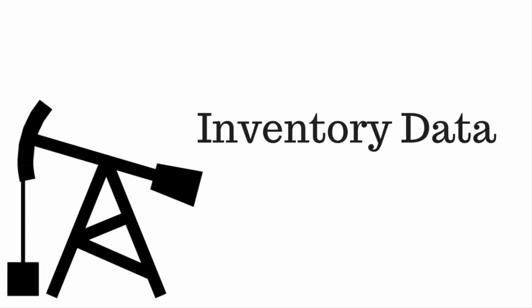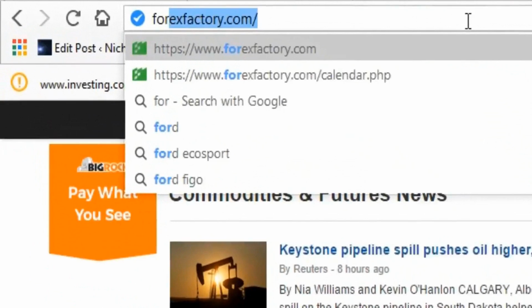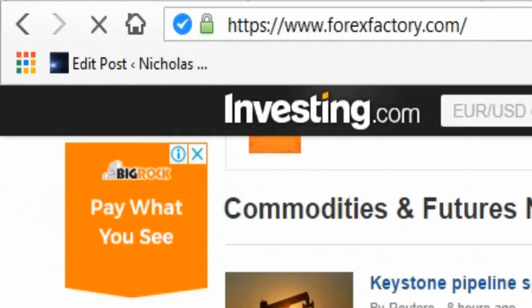Next one is crude oil inventory. Most people don't know about crude oil inventory. Every Wednesday, crude oil inventory data is published. If you want to check the date and time of the inventory data, visit forexfactory.com.